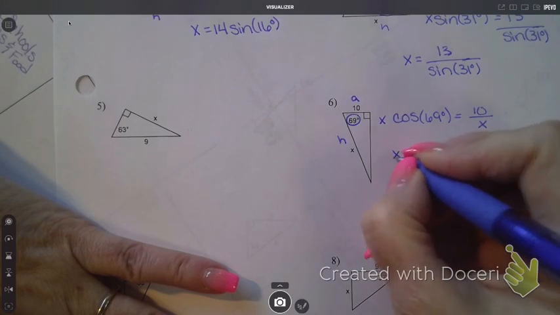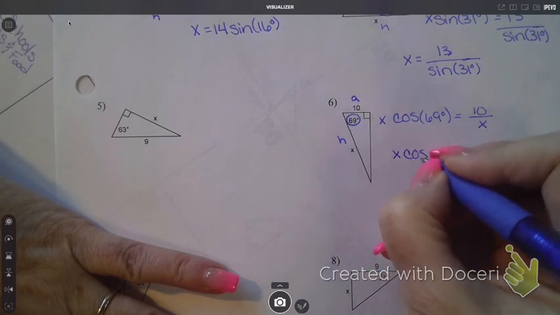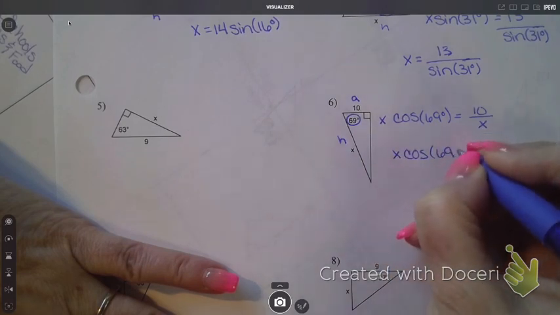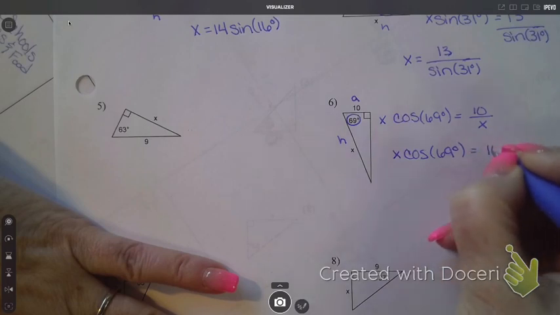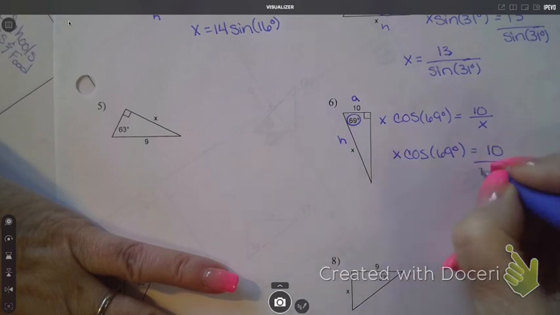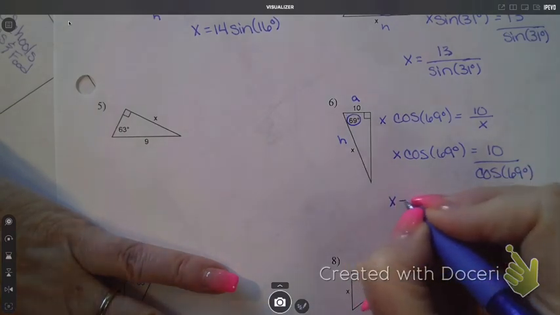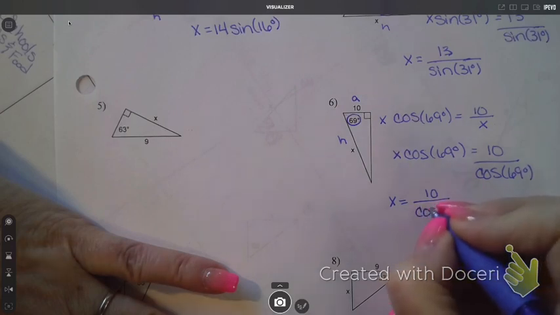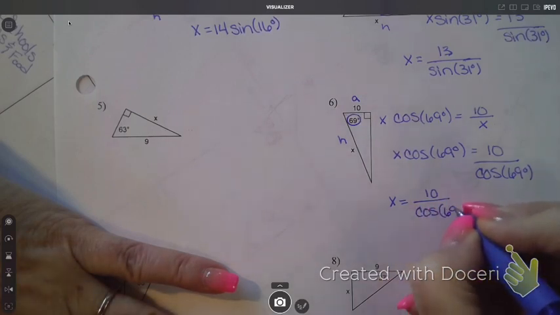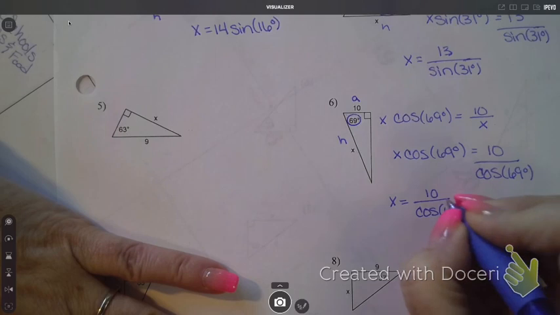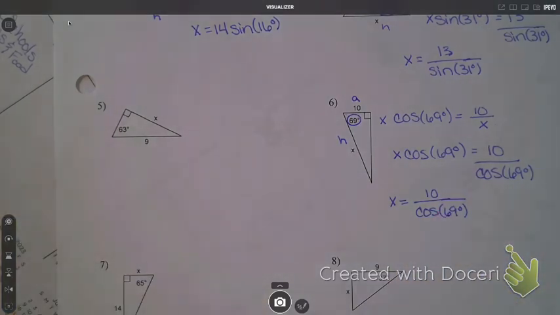So then I multiply by my x, right? Yeah. And then divide by cosine. Yeah. So x is going to equal 10 over the cosine of 69 degrees. Okay, so you guys get the hang of it now? Yeah. Okay, so I'm going to show you how to put it in your calculator.